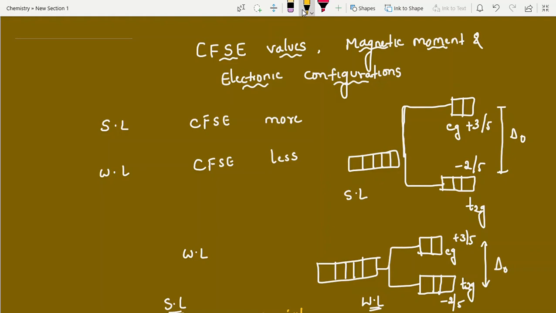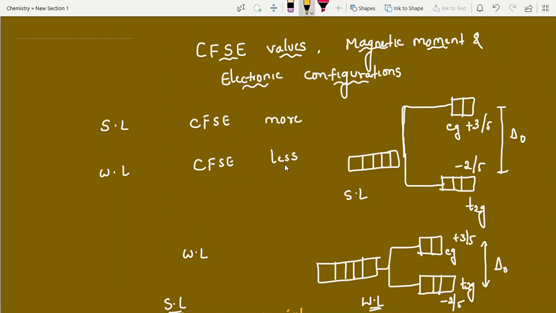Hi students, in today's session I am going to discuss crystal field stabilization energy values, magnetic moment and electronic configuration in coordination chemistry. We all know strong ligands, weak ligands and the spectrochemical series, which I explained in the previous video. With a strong ligand, the crystal field stabilization energy is more. With a weak ligand, the crystal field stabilization energy is less.